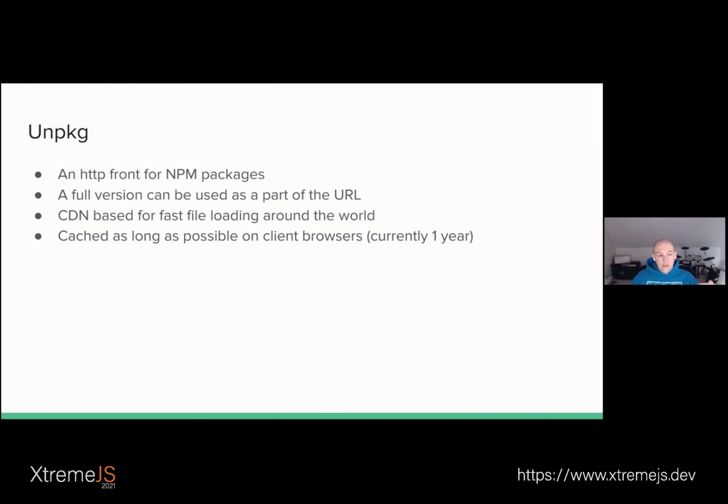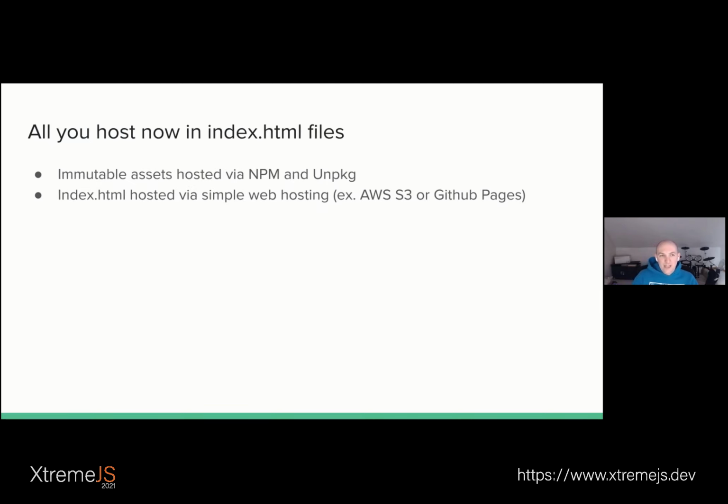So between NPM and their version safety guaranteeing immutability, and unpackage giving us the HTTP front to that immutability, we now have a system that we don't need to manage any infrastructure for to get our publicly facing assets out and available. So I will talk a little bit more about how Meltwater solves our private information problem, because not everything that you have hosted you want necessarily available through NPM publicly, but we'll get to that in a little bit.